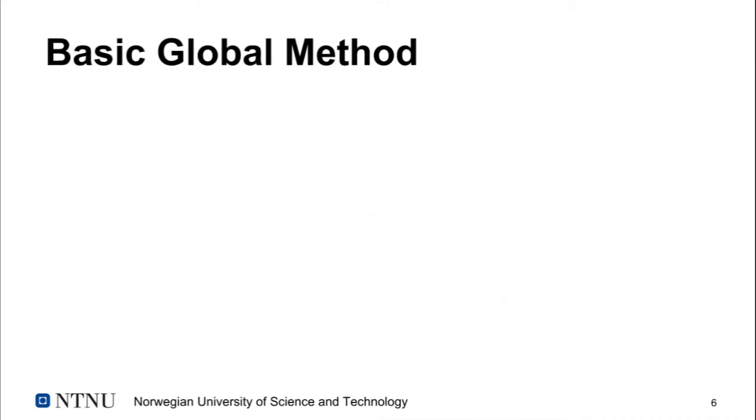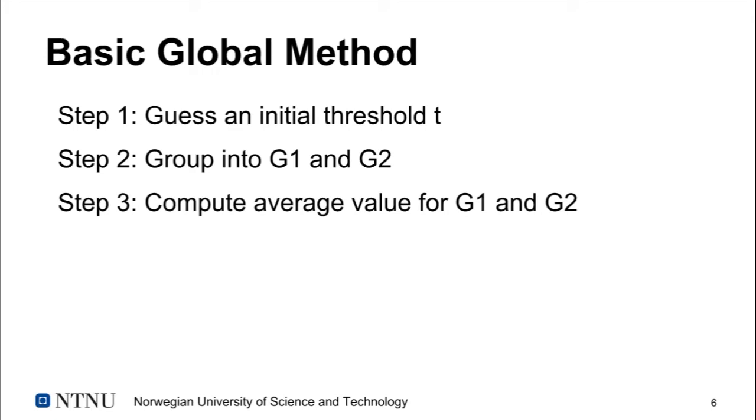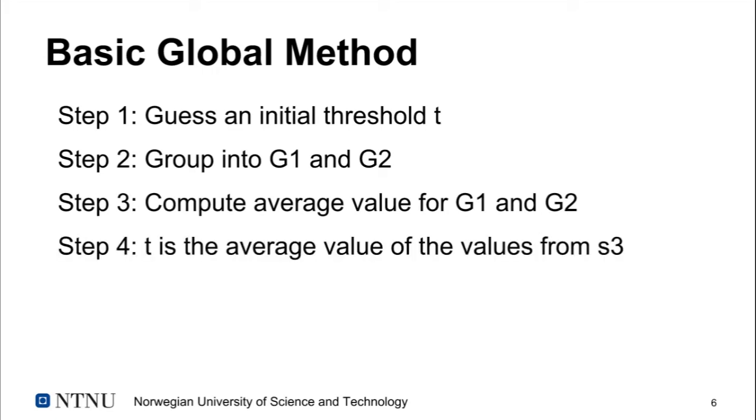The basic global method is a way to compute a better threshold. First, you make an initial guess for the threshold, for instance 128, which is a good place to start. Then, group all the pixels with a grayscale value smaller than this guess into G1, and the rest into G2. Compute the average grayscale value in each of the groups, and then add them and divide by 2 to get the total average. This is your new guess for the threshold.